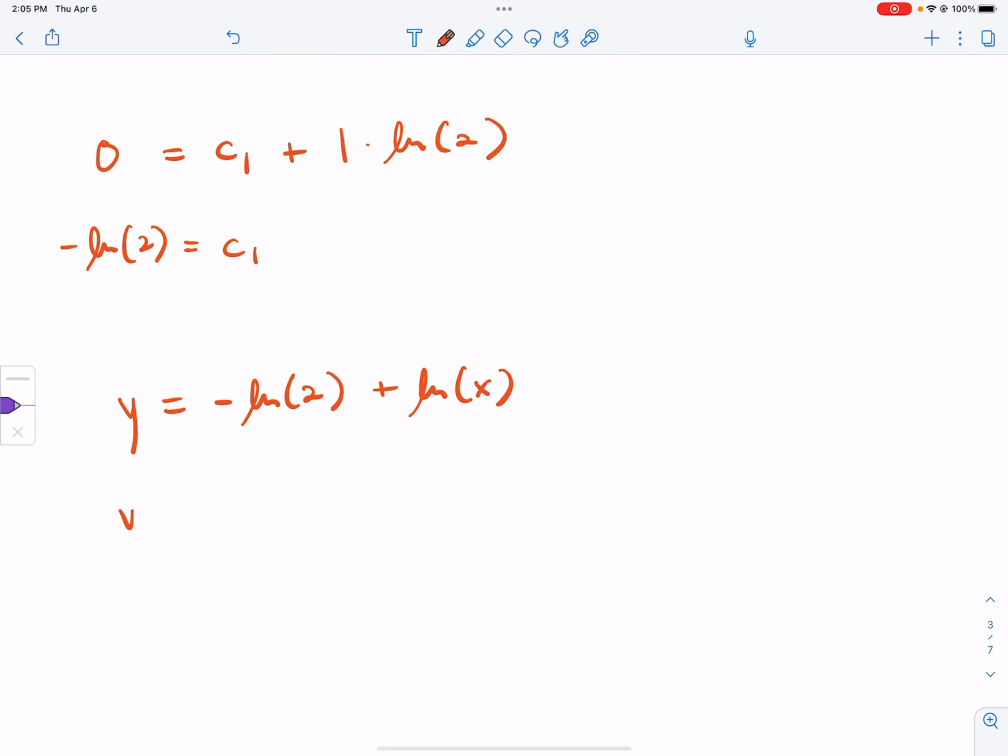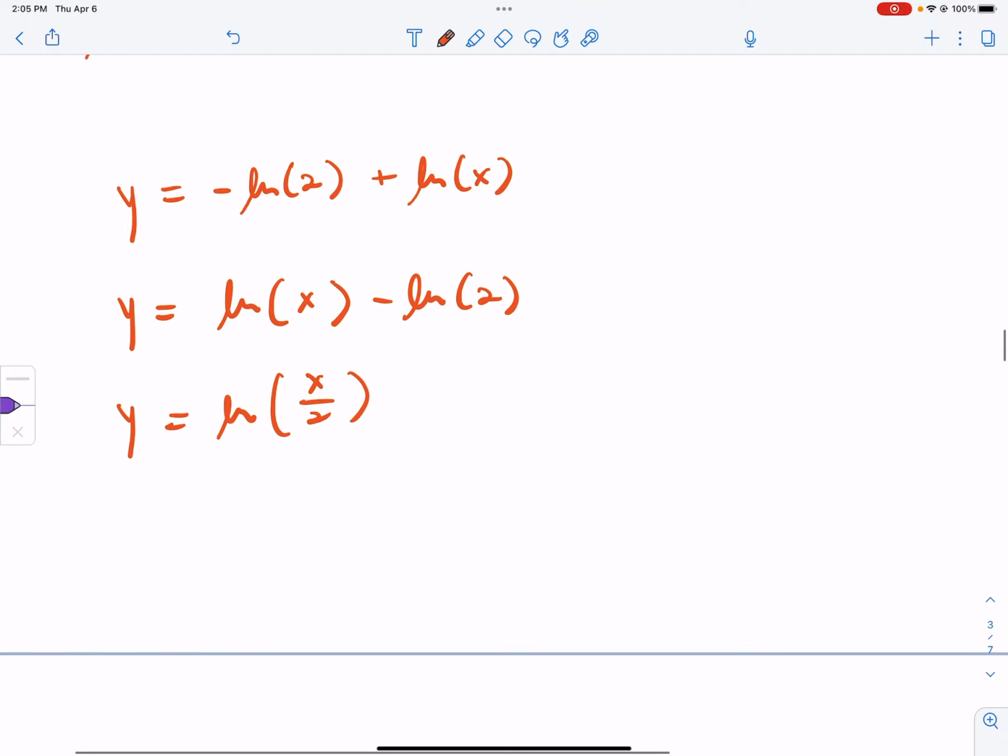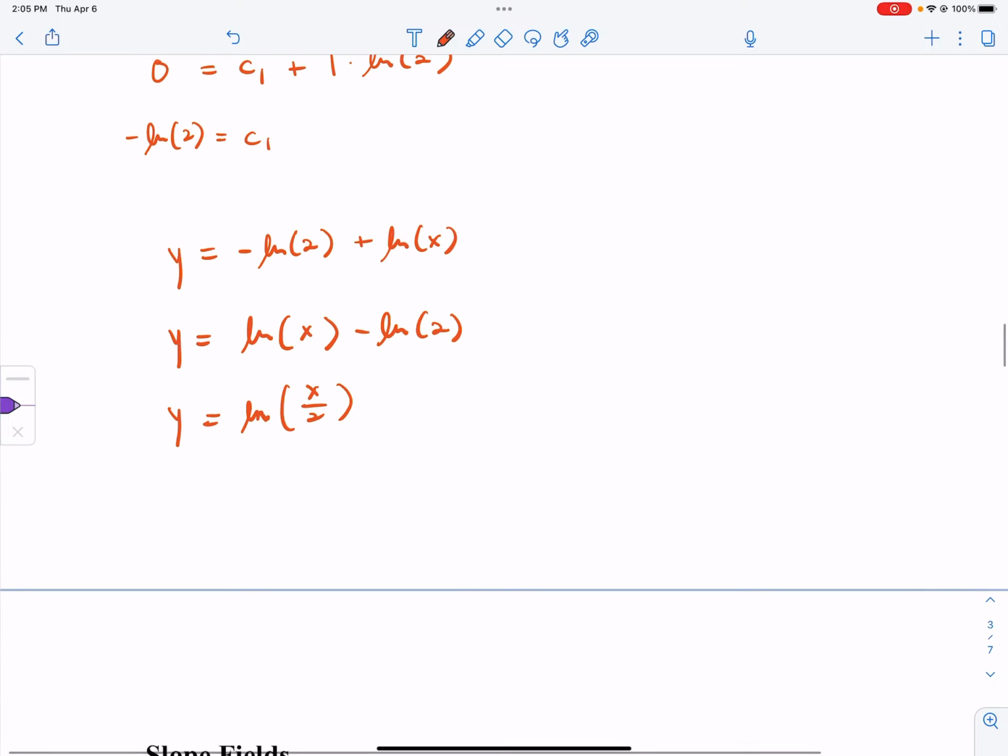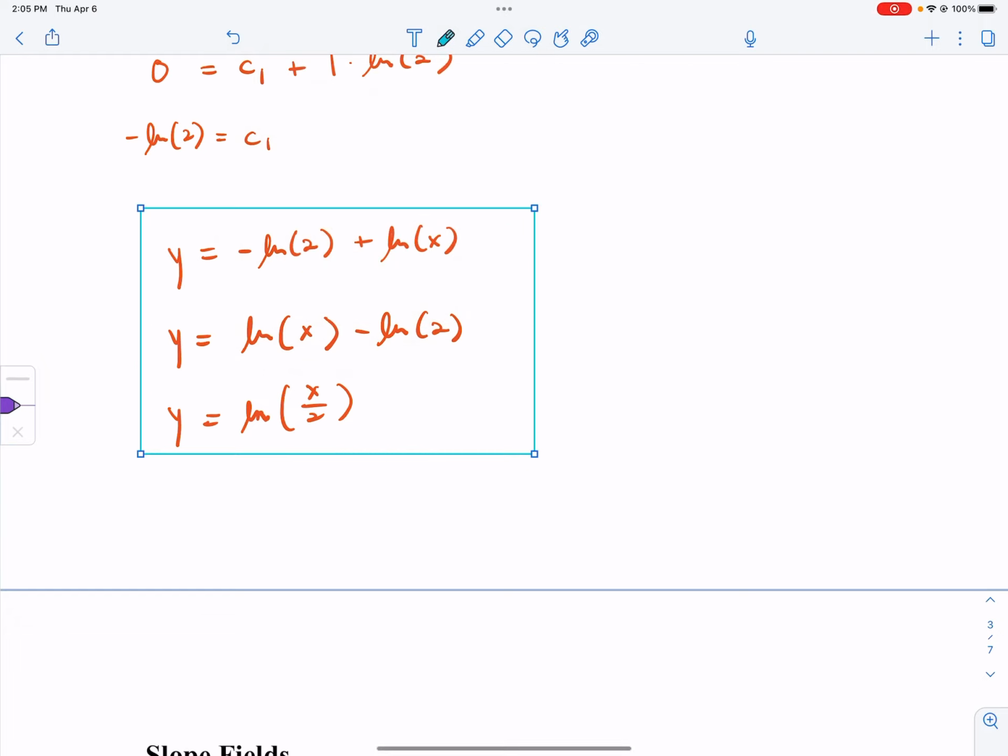And if this were like a multiple choice question, you might look and go, oh, well, the answer is not there. I don't see y equals negative natural log of 2 plus natural log of x. So then using log properties, we could rewrite this as natural log of x over 2. And maybe that answer's there. So you might have to use some algebra. But all three of these are the particular solution to that differential equation.